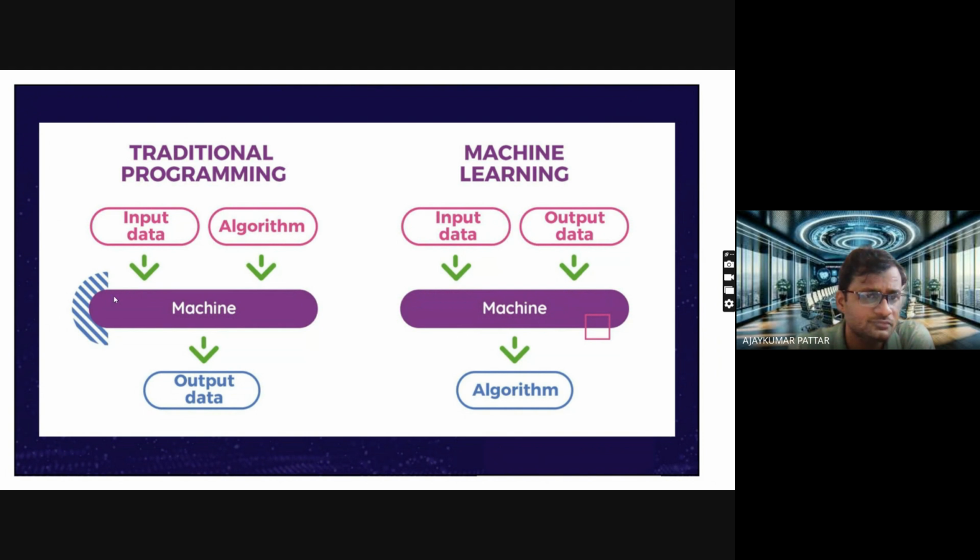If you give data to the machine, the output will be, for example, in calculators or computers, if you give a particular input 2 plus 4, the algorithm is already set. If plus comes, then you have to add that. So if you give the machine 2 plus 4, the output 6 will come.